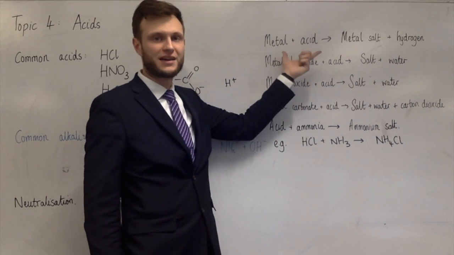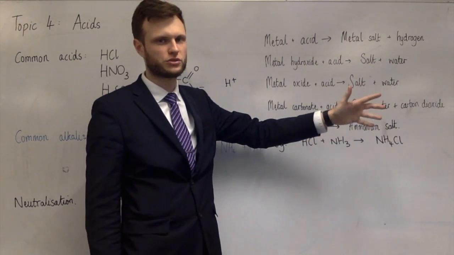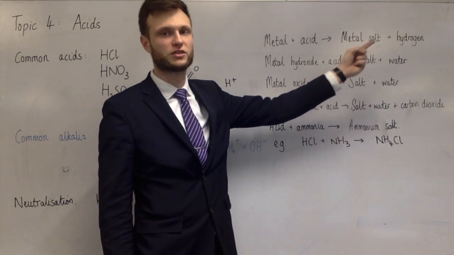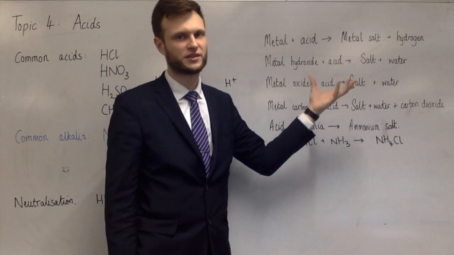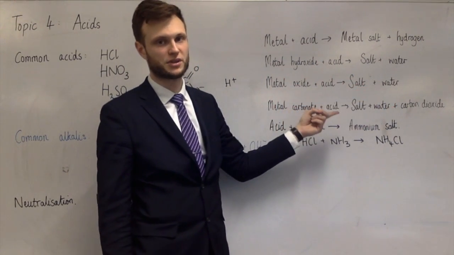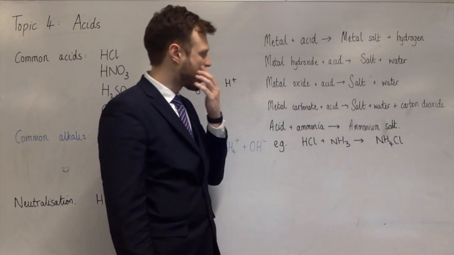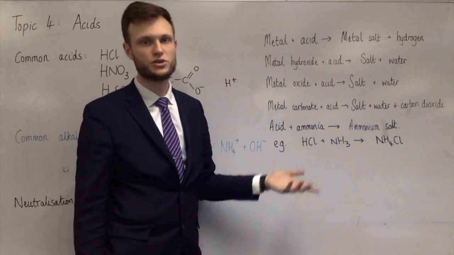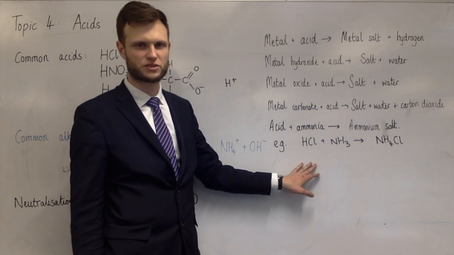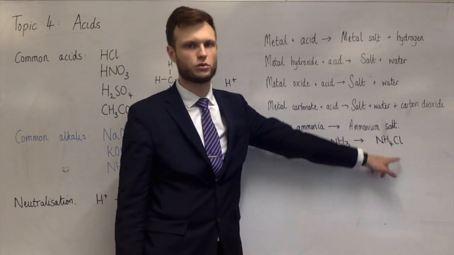So metal plus acid makes metal salt plus hydrogen. I'm going to call metal salts just salts from now on. Metal hydroxide plus acid makes salt plus water. A metal oxide plus acid also makes salt plus water. A metal carbonate plus acid makes metal salt plus water plus carbon dioxide. And then an acid plus ammonia makes an ammonium salt. So I'll give an example for that one just because it's a little bit strange. Hydrochloric acid plus ammonia would make ammonium chloride.